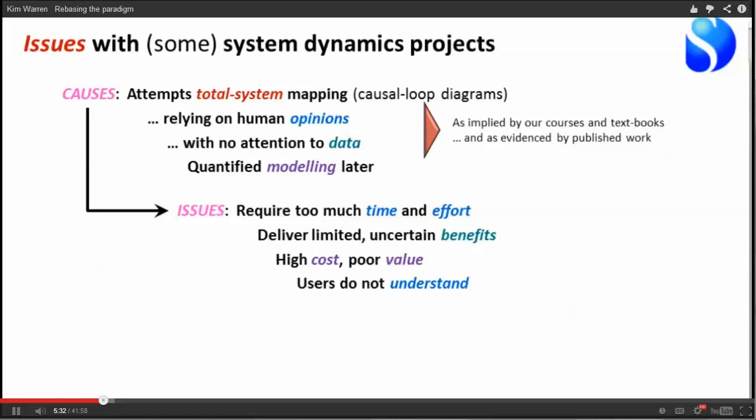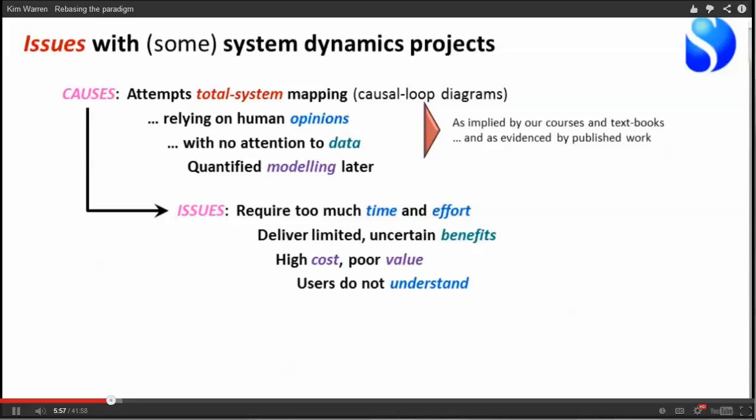The first feature of which is that we try and map the whole of the problem space in the first place. We very quickly have to figure out what the boundaries of the problem are, and then we try and map everything inside that boundary, which is a big task. In doing that, we rely on human opinion. We consult people as to what they think the causal mechanisms are.